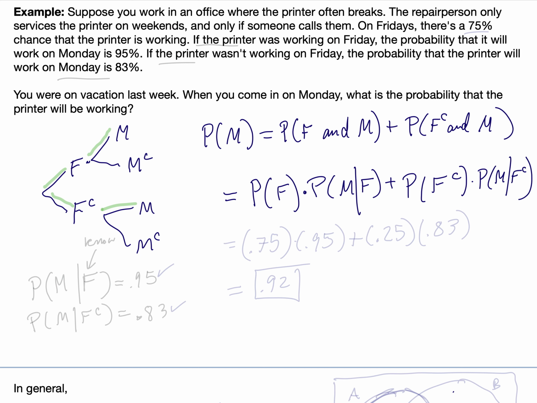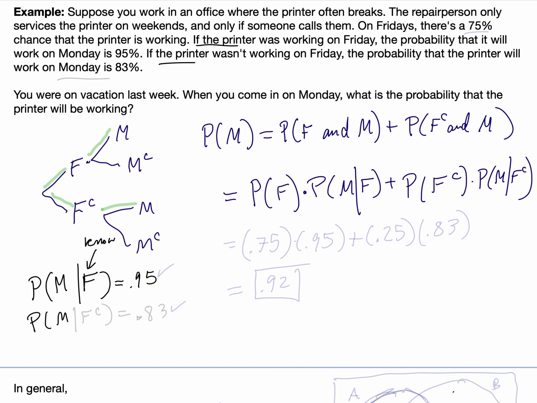And I'd also asked you to write these two statements in the form of probability of B given A. So the first one, if the printer was working on Friday, the probability that it will work on Monday is 95%. So in other words, we know the printer was working on Friday. The probability then that it works on Monday is 0.95 or 95%. Knowing it worked on Friday, so this is always what we know, and the first part is what we're looking for the probability of. The probability that it works on Monday, knowing that it worked on Friday, is 95%.